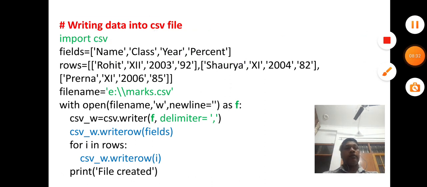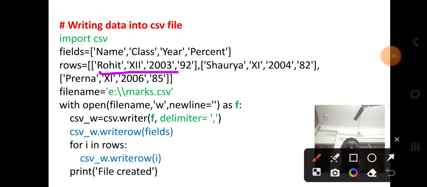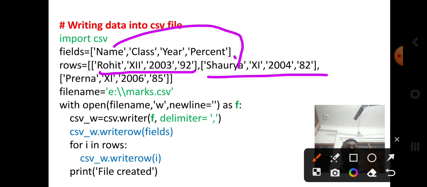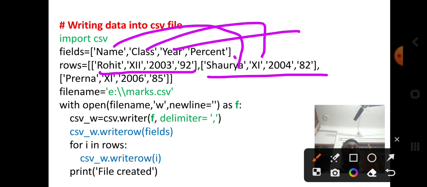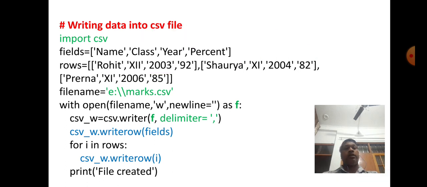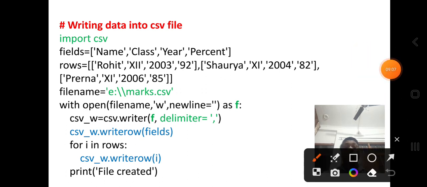Check it here. Rohit 12th 2003 and 92. Name Rohit, class 12th, year 2003 and percentage 92. Same again. Saur 11th 2004 and 82. Name means Saur, class means 11th, year means 2004 and percentage means 82. Again same. Prerna 11th 2006 and 85.